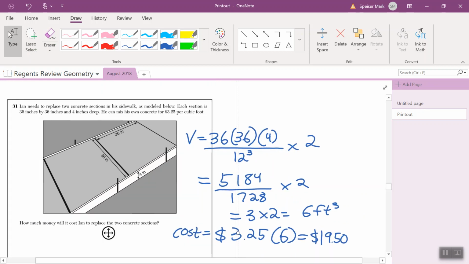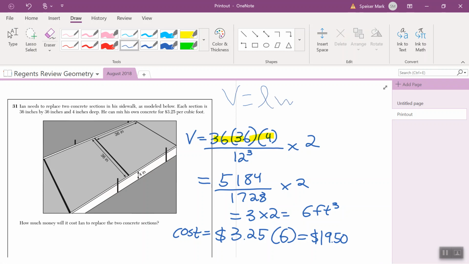Ian needs to place 2 concrete sections in a sidewalk. As modeled below, each section is 36 inches by 36 inches and 4 inches deep. He can mix his own concrete for $3.25 per cubic foot. Remember, it's inches that they want changed to feet. How much money will it cost Ian to place 2 concrete sections? So first we find the volume, which is 36 times 36 times 4, because volume is length times width times height. This is our length. This is our width. This is our height.